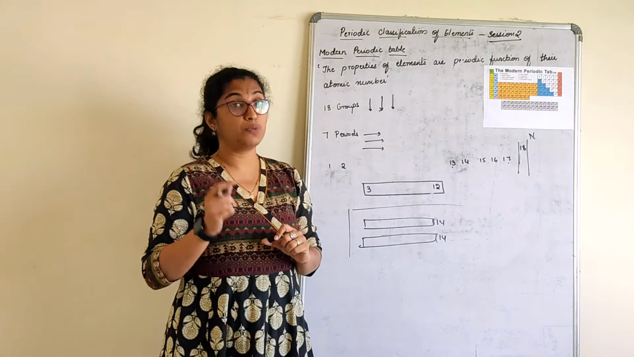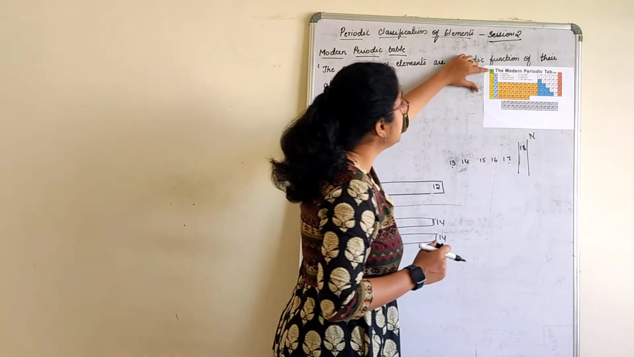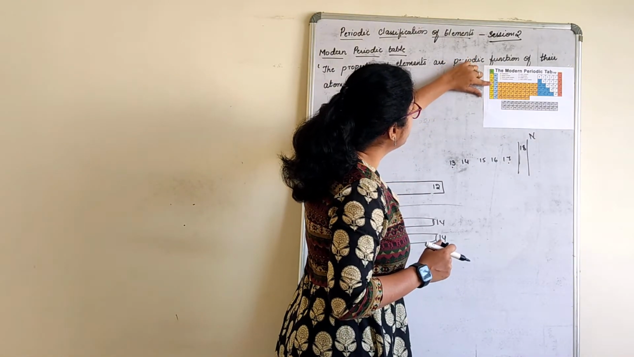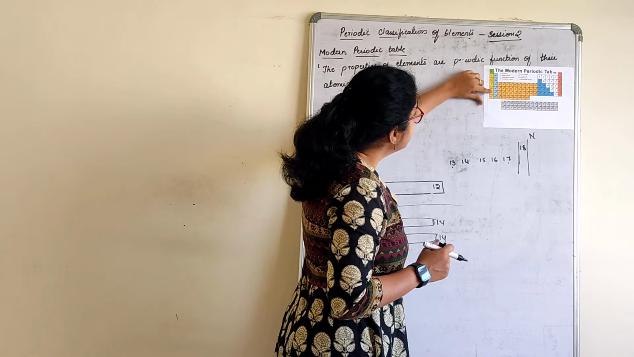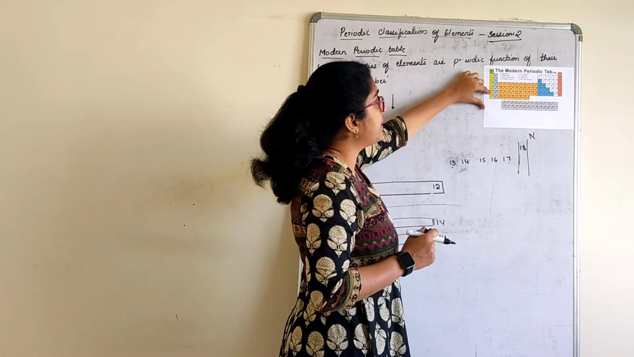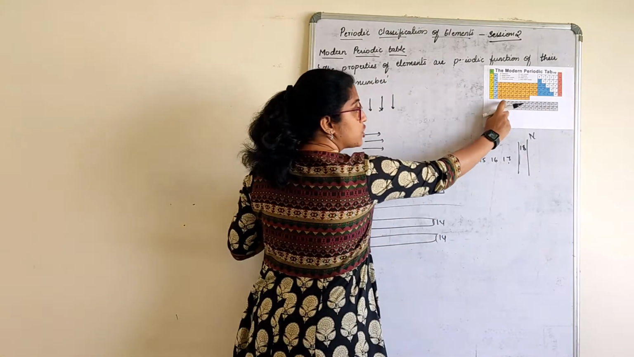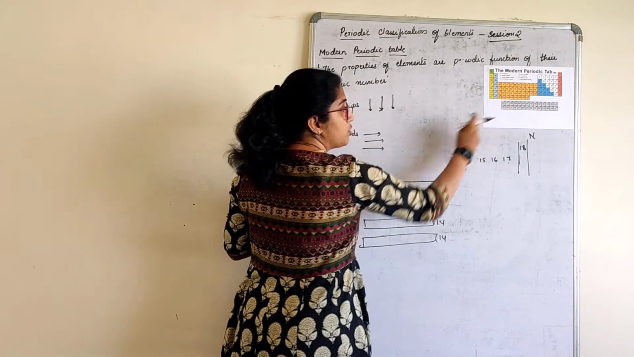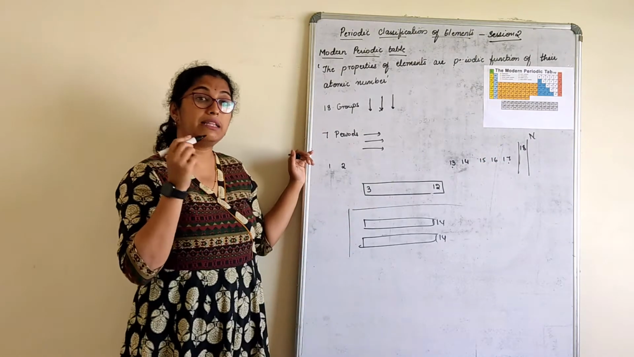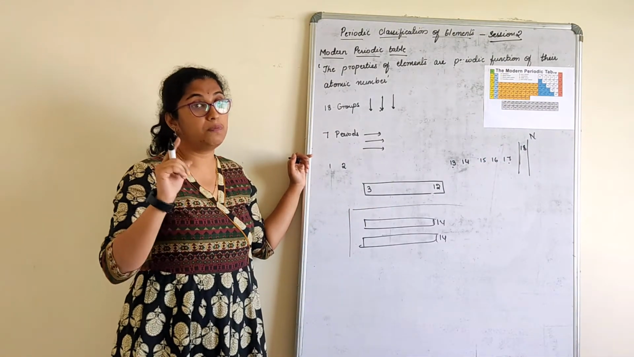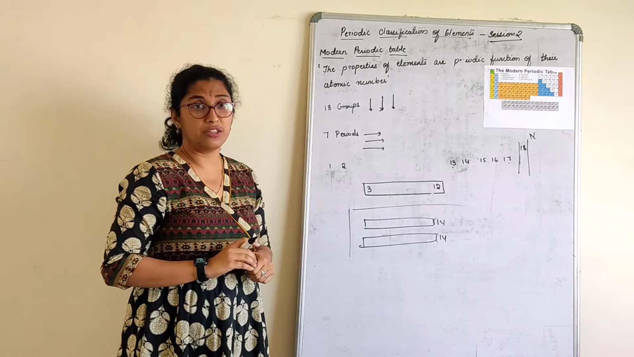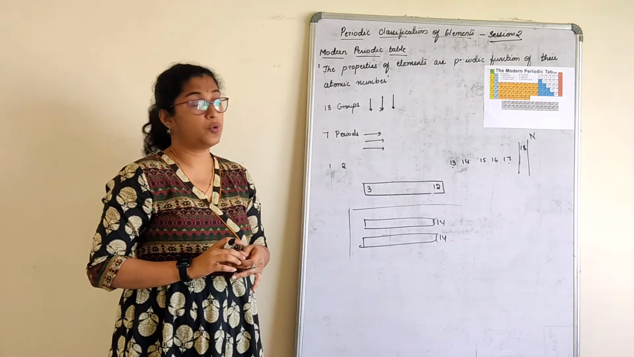Can you tell me which period they belong to? Let us see. 1, 2, 3, 4, 5. It belongs to the 6th period and this belongs to the 7th period. This belongs to the 6th period and this belongs to the 7th period, but they both belong to the same group 3. Very clear on this? This is one thing you have to know.